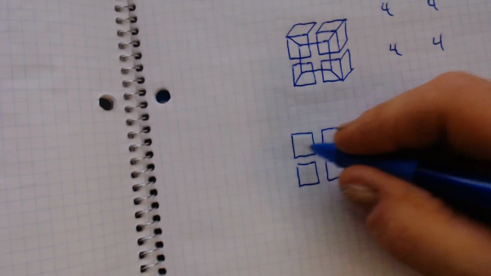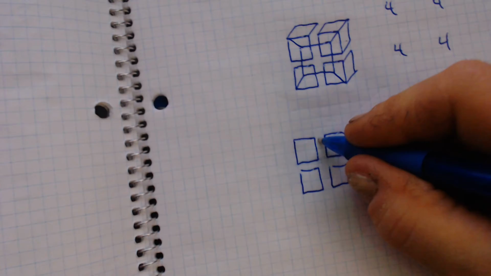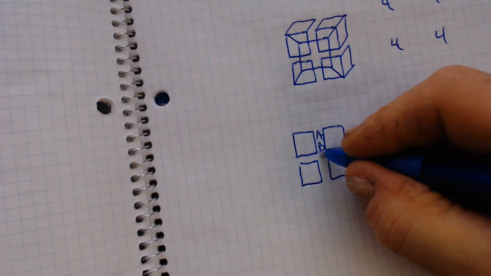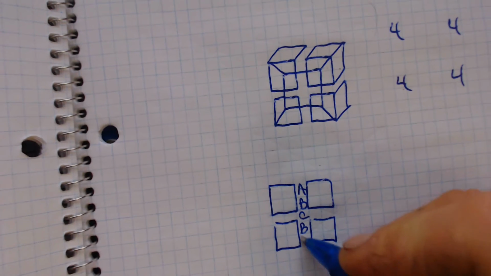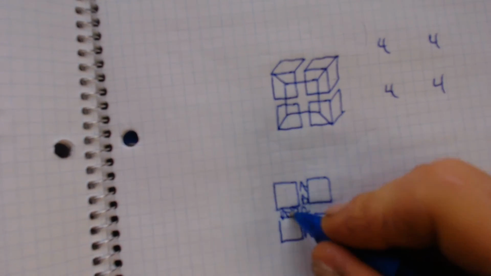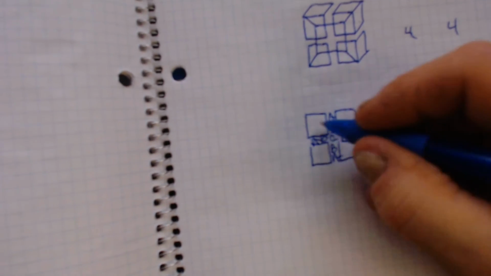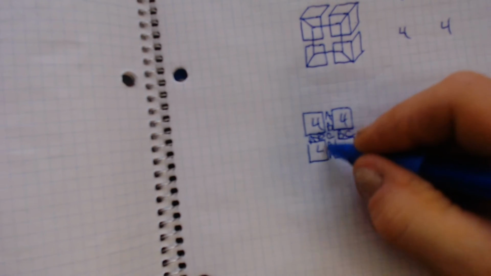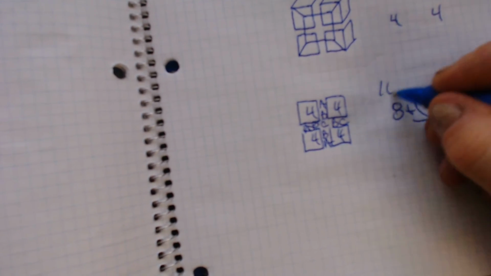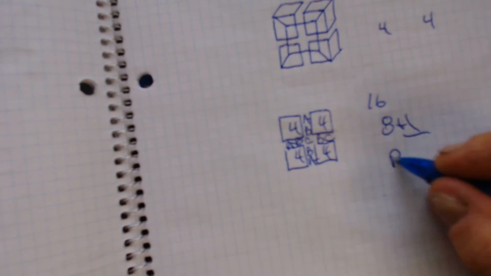What I'm going to do is connect it with A, B, C. A, B, C, B, A, B, C, B, C. So we have 2, 4, 6, 8 plus 1 area center. Plus we have 4, 4, 4, and 4. So we have 16, 8, and 1.